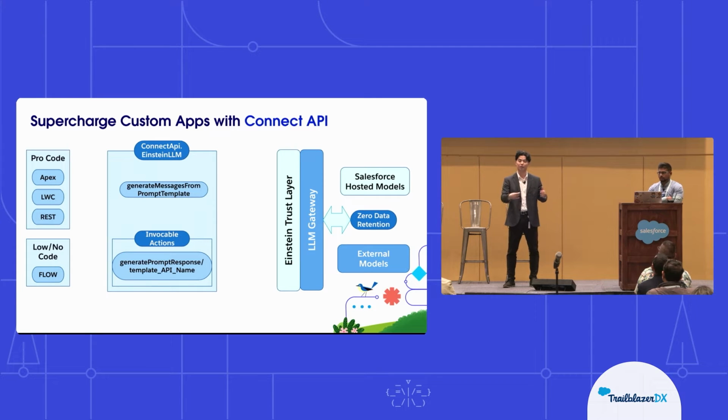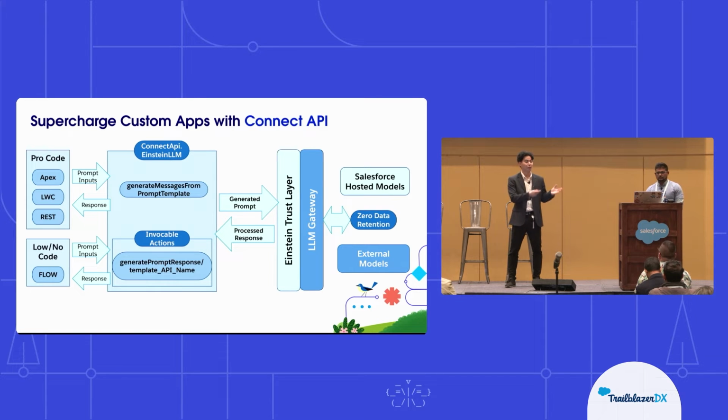So if you're coming from a pro-code application like Apex, LWC, or REST, you can invoke the generate messages from prompt template method, which lies in our Einstein LLM namespace. And if you're invoking it through low-code or no-code applications like Flow, we also have an invocable action that you can call directly. Regardless of which method you take, you'll send the prompt response, call the API, and you'll get a response back, all abstracted through the trust layer and the gateway that we touched on earlier. You can use those responses to then power your applications and surface the information in the relevant flow of work.